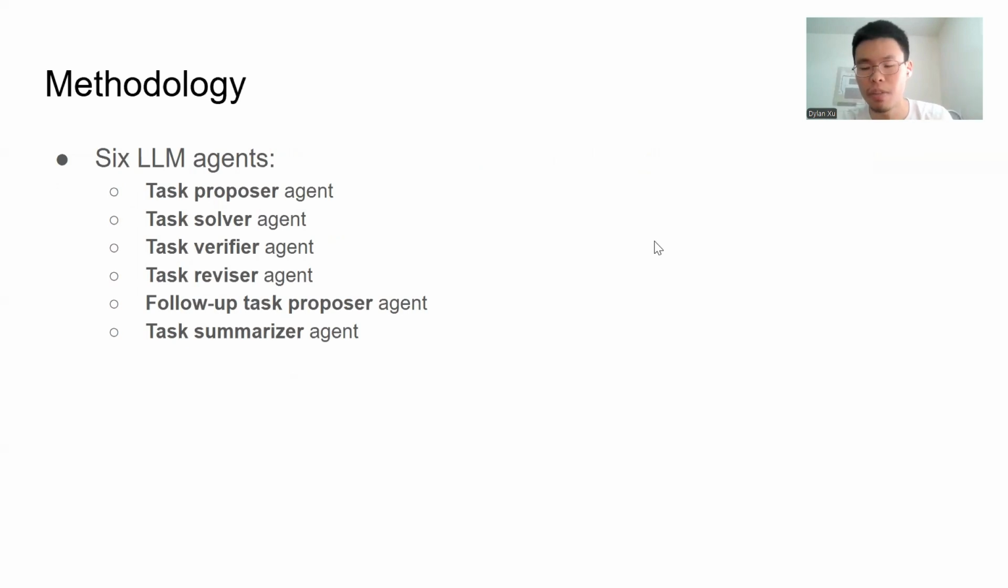So let's briefly go over this methodology. You can read about it in much more detail in our paper. So you have 6 agents. The task proposer agent proposes the initial task. Then the solver and the verifier do a sort of actor-critic setup to solve that initial task. The reviser, in case the task is not properly solved, revises the task such that it is properly solved or that it is easier. And then the follow-up task agent, given that the initial task is successful, proposes a follow-up task. We then repeat this process, and the summarized overall task is created by the task summarizer agent.